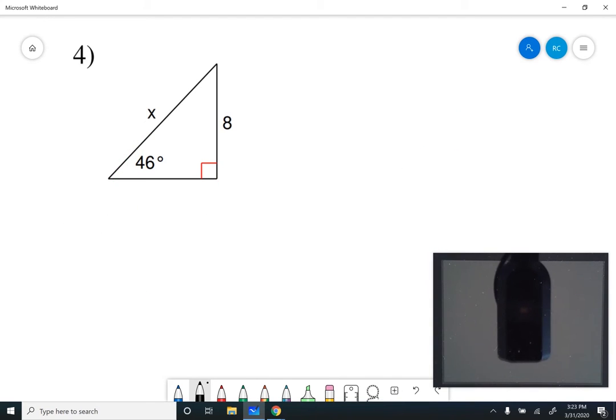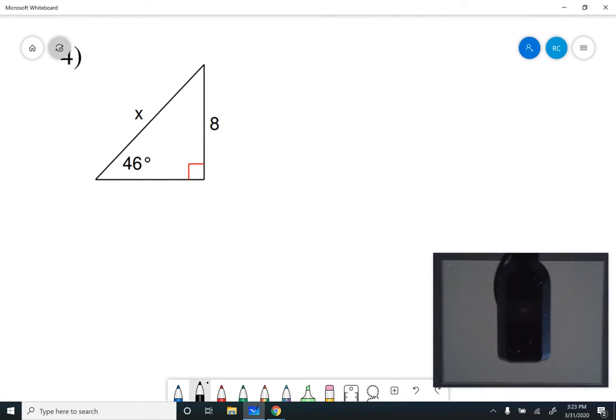Hey, look, this one's almost a 45-45-90 triangle. That's too bad. If this had been 45 degrees, then this side would be 8, and this side would be 8 times the square root of 2, no problem. No such luck. 46 degrees.